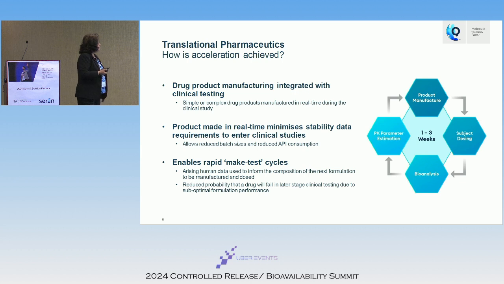So the main parts of the acceleration are achieved through drug product manufacturing integrated with clinical testing. The product is made in real time. That means if I'm going to dose the subjects next week or the following week, I'm manufacturing the product this week. And this allows us to make very small batch sizes. We also make stability data very fit for purpose, as I said on the earlier slide. And so this is reducing the API quantity significantly. So my batch size could be 250 to 300 tablets or capsules, and I will just make it in advance with limited stability of maybe 7 to 30 days.